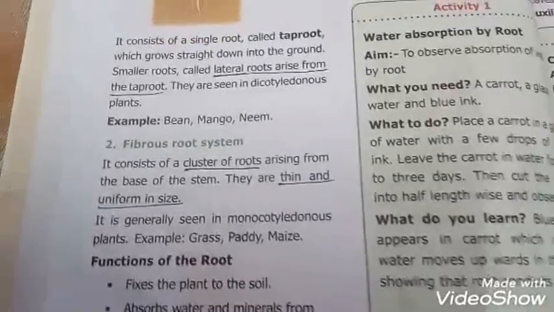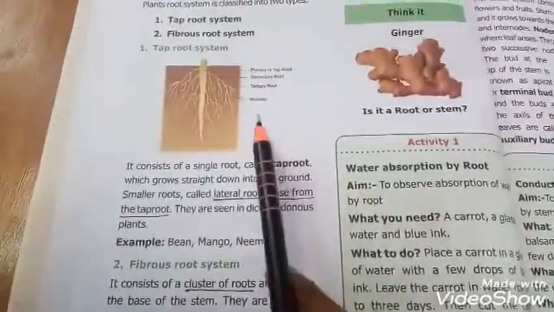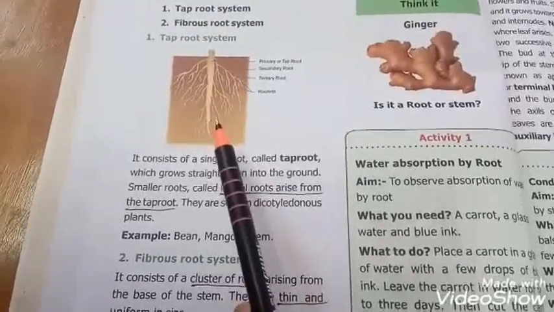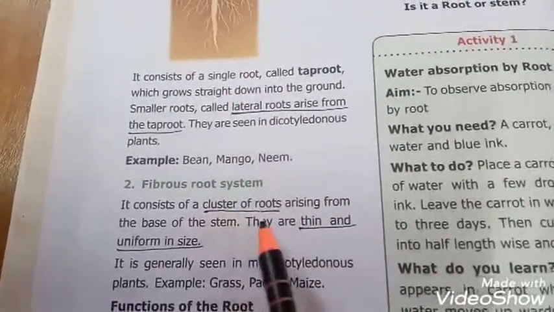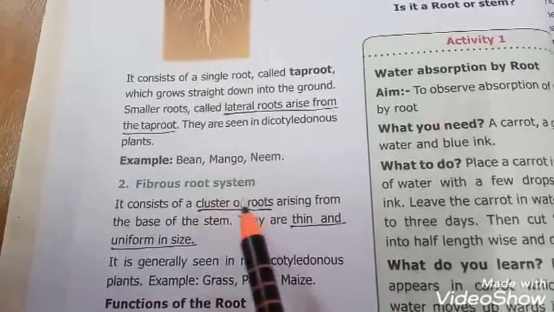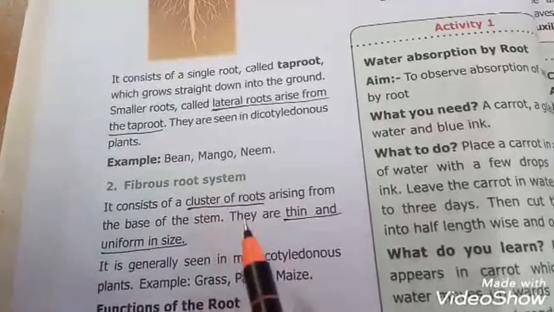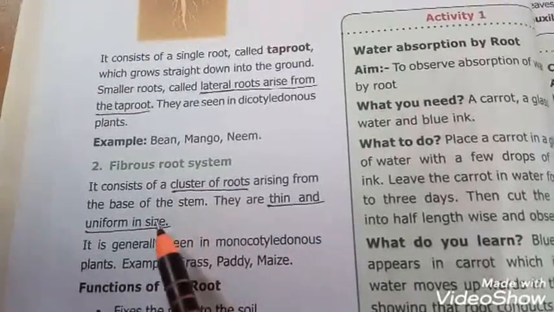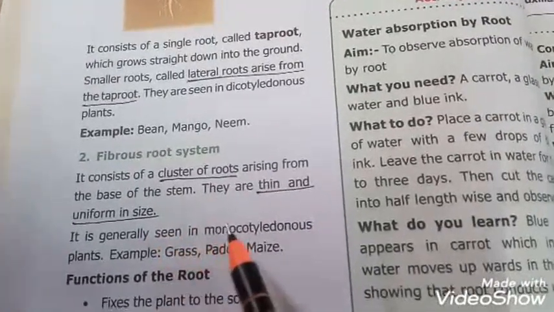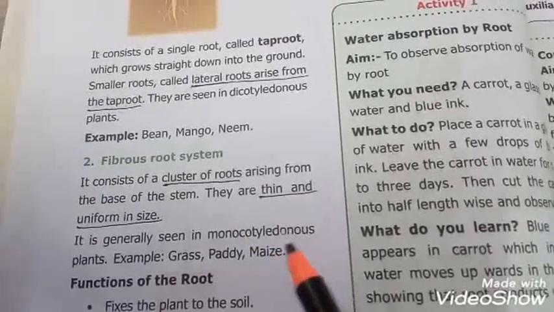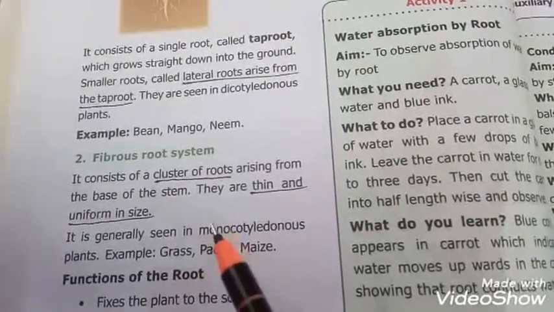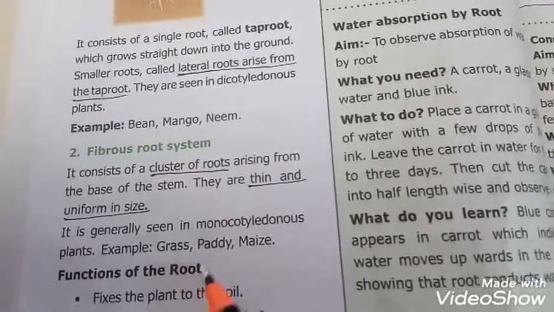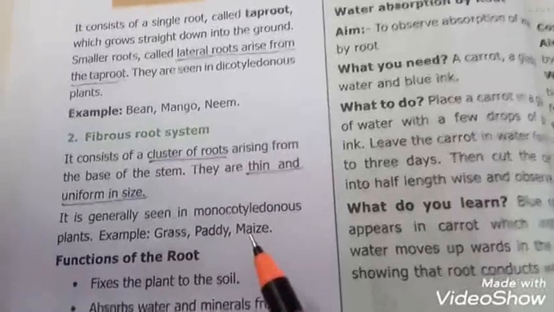Next, fibrous root system. The tap root is a single root, and fibrous is a cluster of roots. Cluster means group of roots. These roots are very thin in size and uniform. This is in monocotyledonous plants. Mono means single, that means one. Examples of fibrous root are grass, paddy and maize.